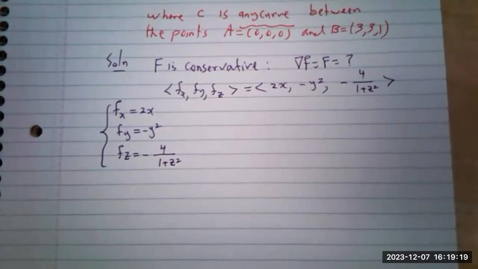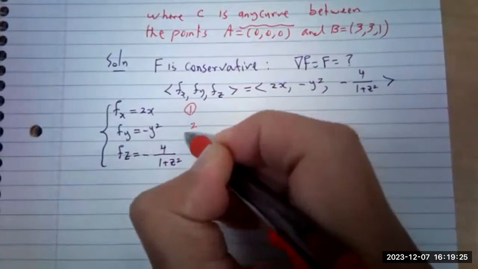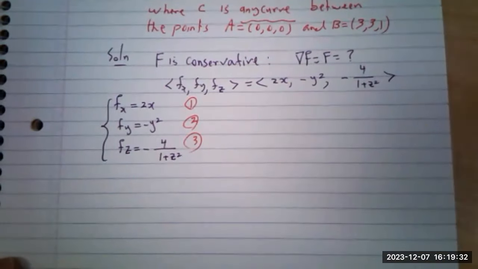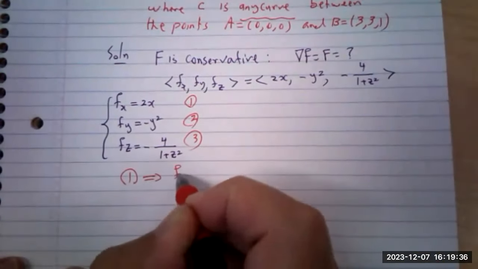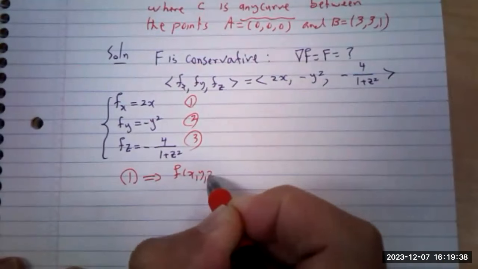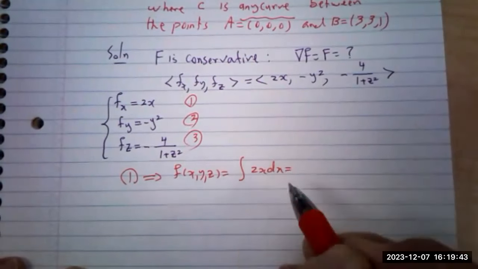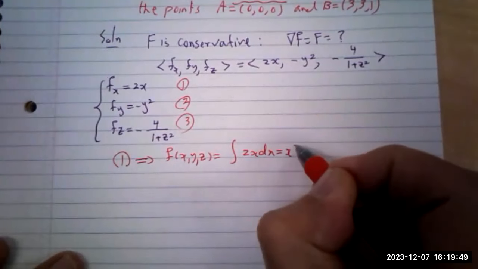You start by working on one of them and you continue, okay? So the first and the second one are easy to handle. I go with the first one, so I'm going to integrate with respect to x. So the function simply would be the integral of 2x dx. The integral of 2x dx is going to be x squared, and there is going to be a constant.